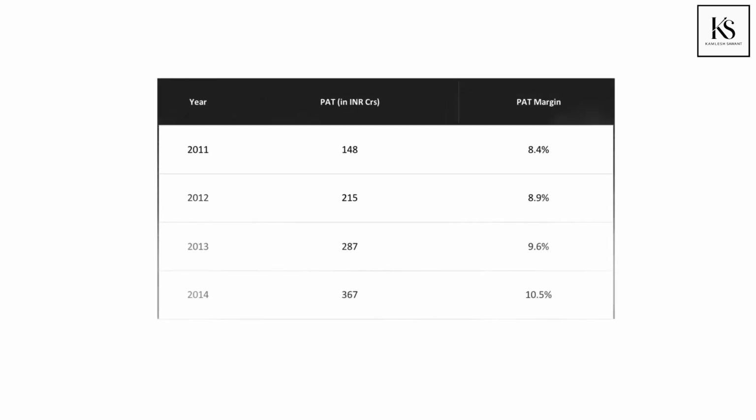Here is the PAT and PAT margin trend for ARBL. The PAT and PAT margin trend seems impressive as we can clearly see a margin expansion. The 4-year CAGR growth stands at 25.48%, which is again good. Needless to say, it always makes sense to compare ratios with its competitors.